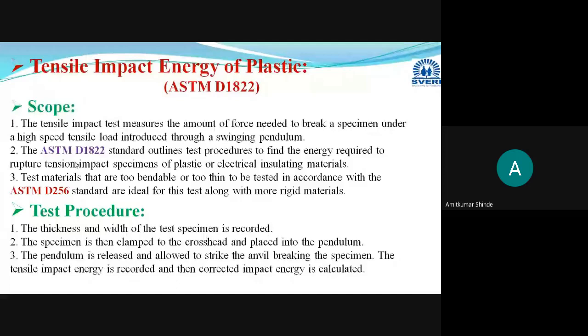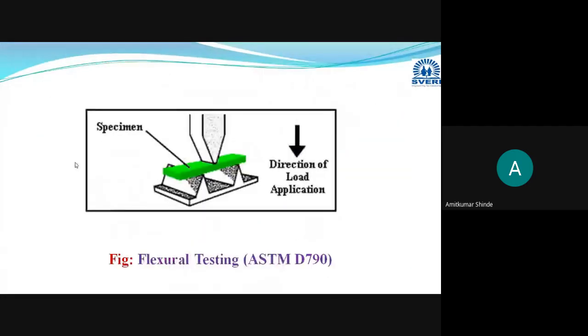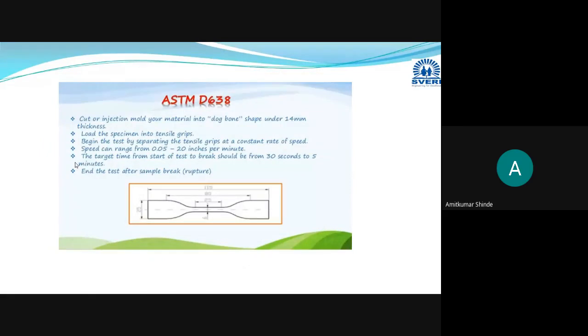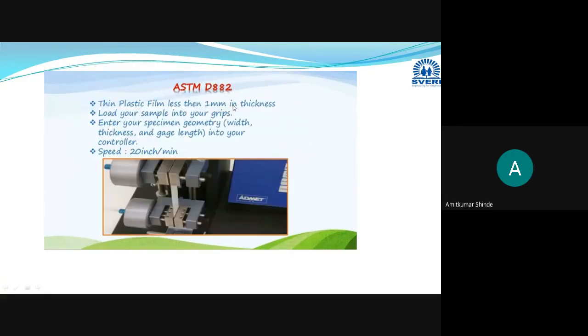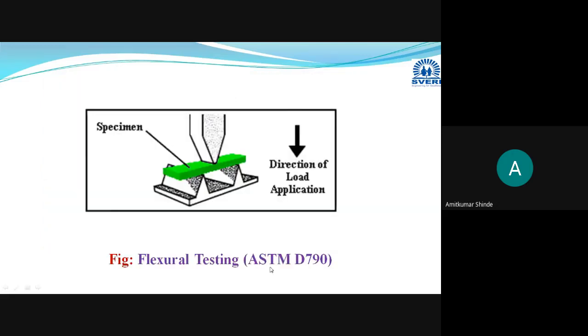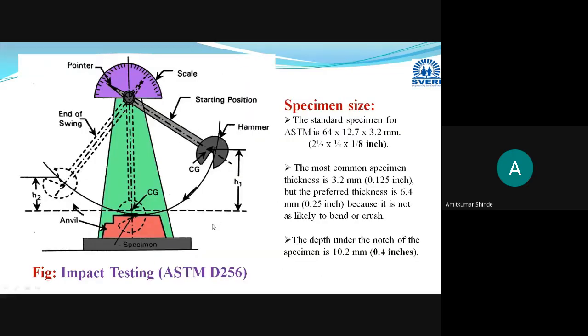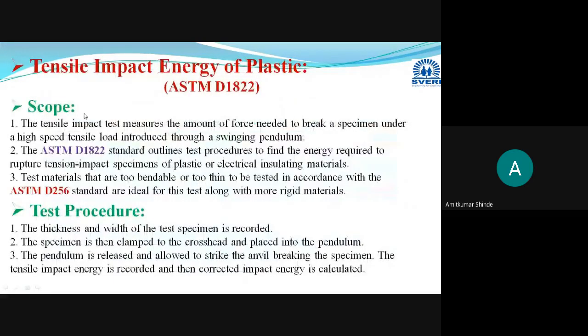I will repeat it again from the first test. These standards are very important. For tensile testing of thick components, ASTM D638, and tensile testing of thin components, ASTM D882. Then for the flexural test, ASTM D790. And for impact testing, ASTM D256. And for tensile impact energy testing, ASTM D1822.